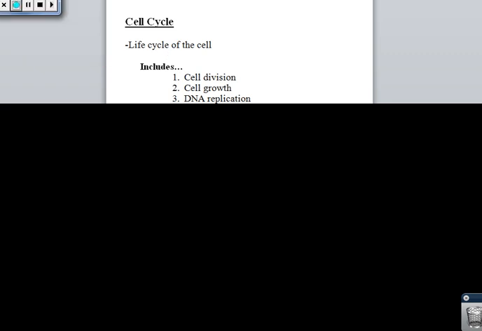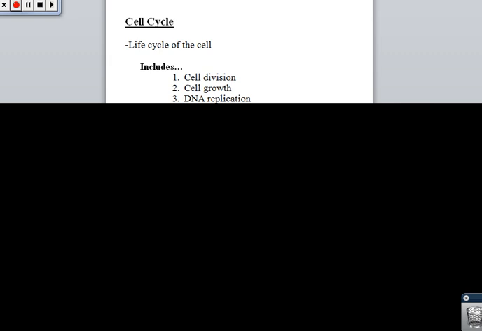Okay, so these are cell cycle notes. As you can see here, it starts off with a definition, and it's talking about the cell cycle. It's just the life cycle of the cell, this continuous process that the cell goes through during its life. This cycle includes three things: cell division, cell growth, and DNA replication.